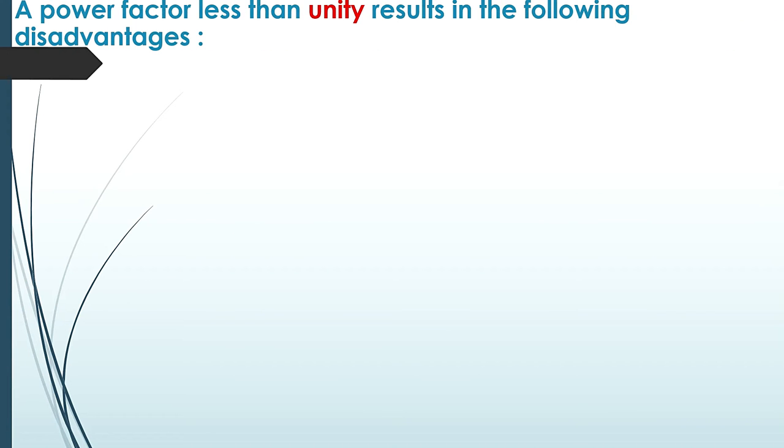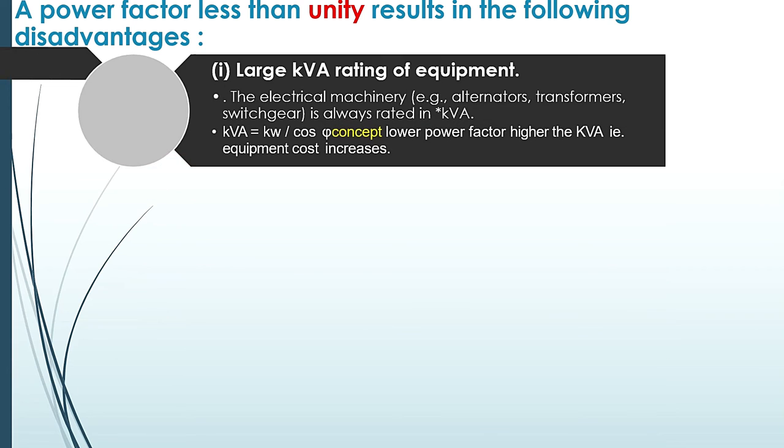The power factor less than unity, less than 1, results in the following disadvantages. What are the disadvantages that will come? First disadvantage: large kVA rating of equipment.